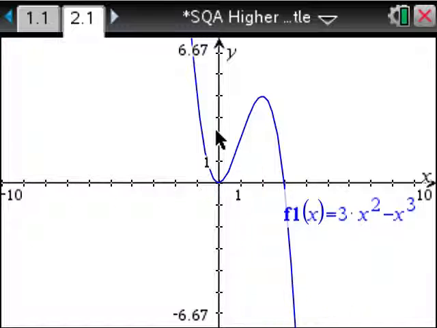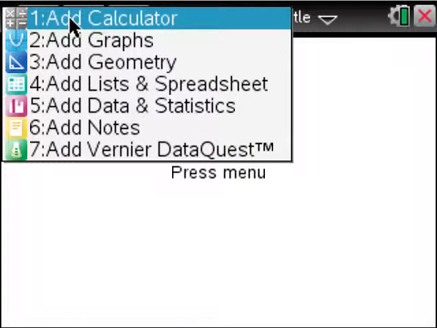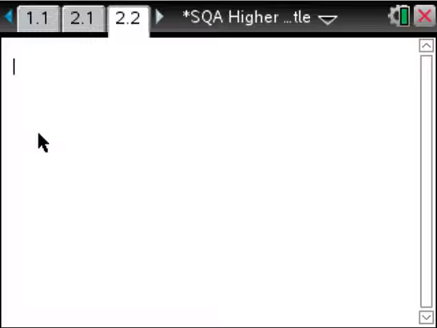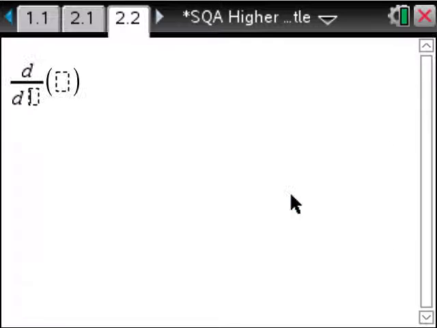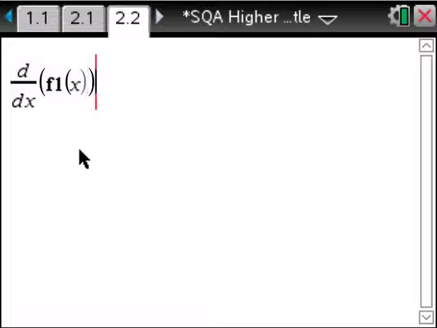If you want to do the same sort of thing on the calculator page, if I press Control Dock to insert a calculator page, I'd be looking to find out where the stationary points are, and I can find out effectively where the first derivative is equal to 0. So if I press the template button, I have access to the first derivative. So I'll do d by dx of my function, and it just so turns out, because of the order I've done things, f1 of x contains my function. Now I'm trying to solve when this is equal to 0. When I press enter, it's going to give me an error because it doesn't know what x is.